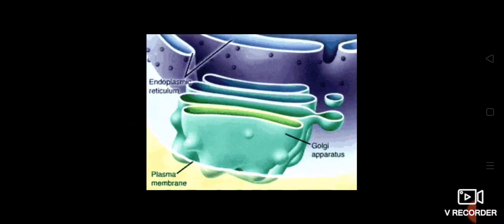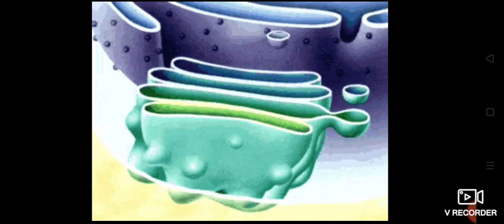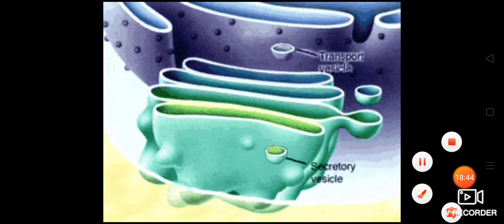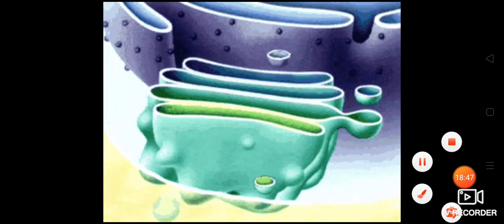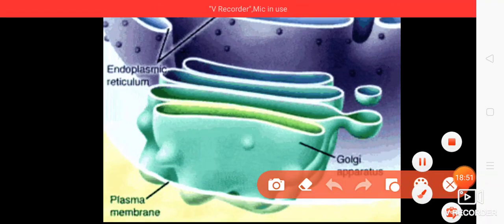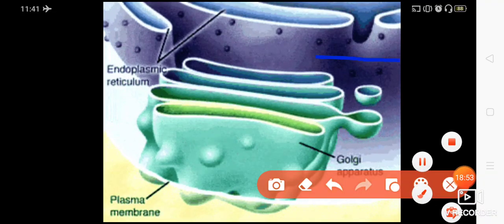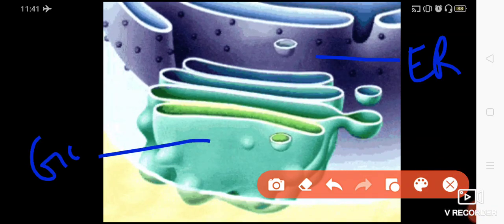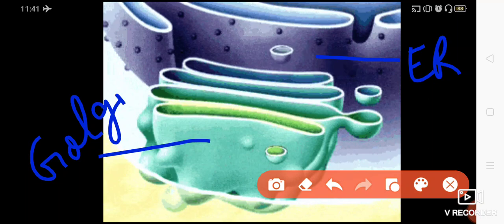Now I have chosen one of the GIFs here so that my point will be clear to you all, what I am trying to tell you. See, let me mark it. Okay, so this is the endoplasmic reticulum. And this is the Golgi complex.